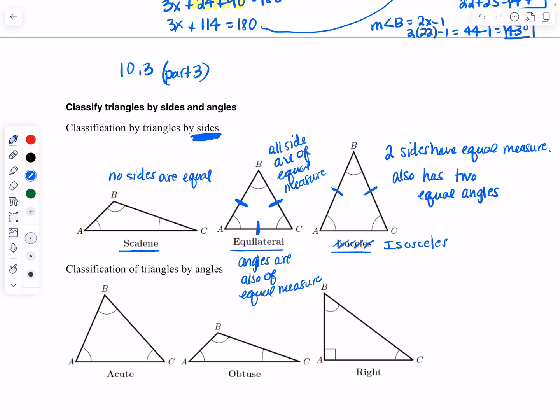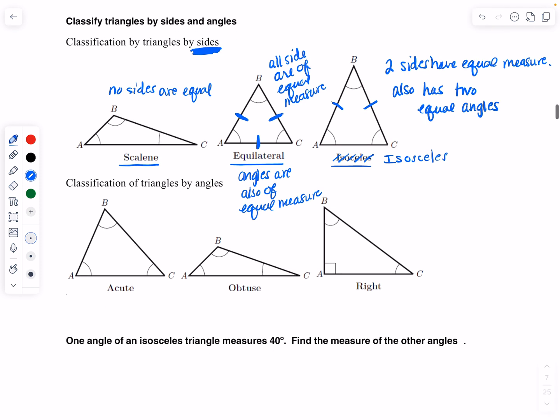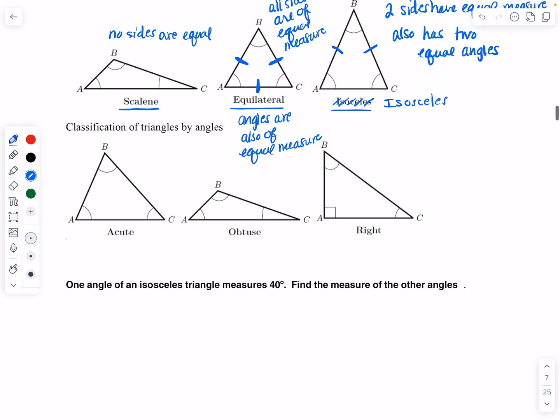Okay, all right, so isosceles, two angles have equal measure, two sides have equal measure, and then equilateral, all three have the same measurement, the sides, and they'd have different measurements for the angles. The angles are all, by the way, 60 degrees for equilateral. And now we're going to do classification of triangles by angles. So we're looking at angles this time around.